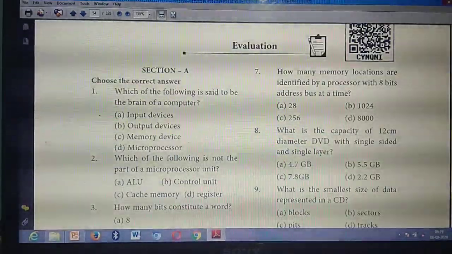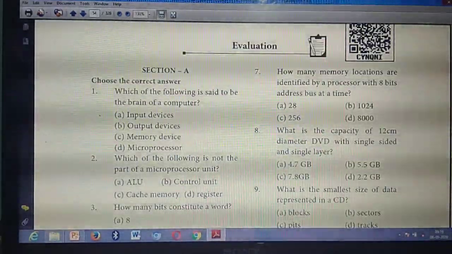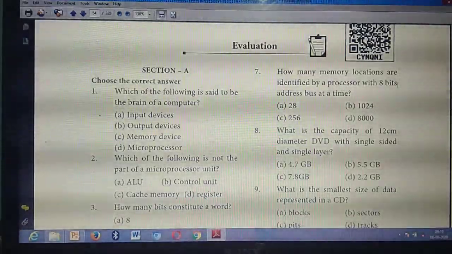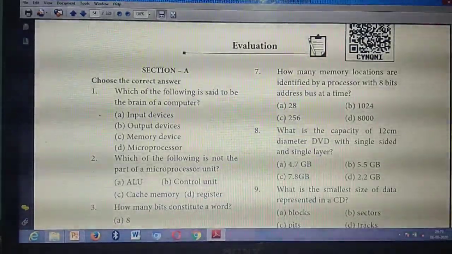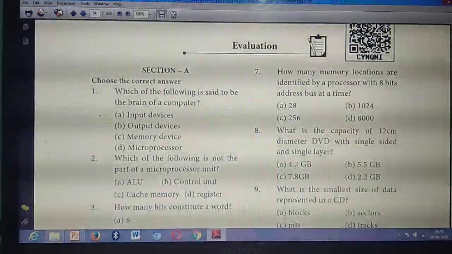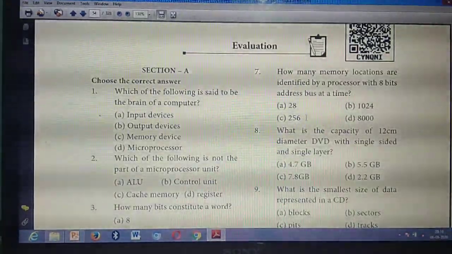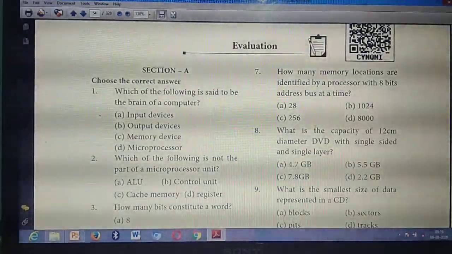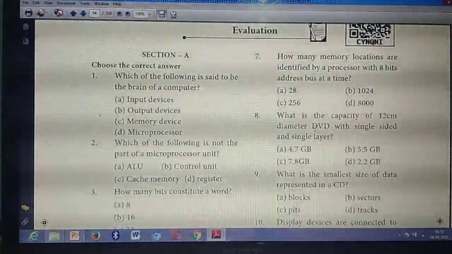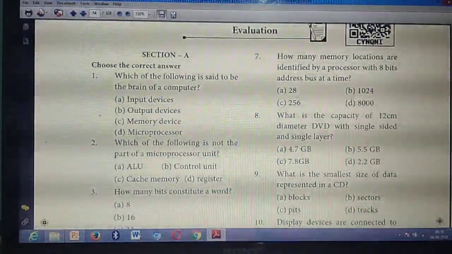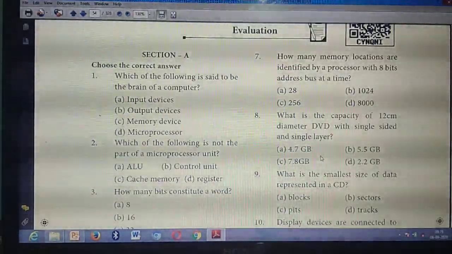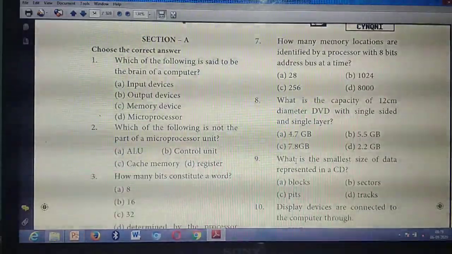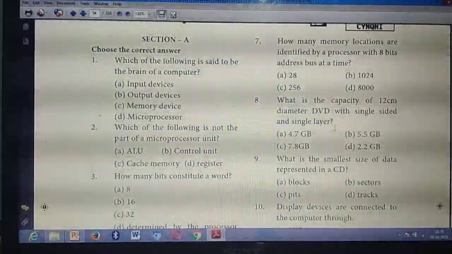Then seventh question, how many memory locations are identified by the processor with 8 bits address bus at a time? Option C, 256. Then eighth question, what is the capacity of 12 cm DVD with single-sided layer? Option A, 4.7 GB.